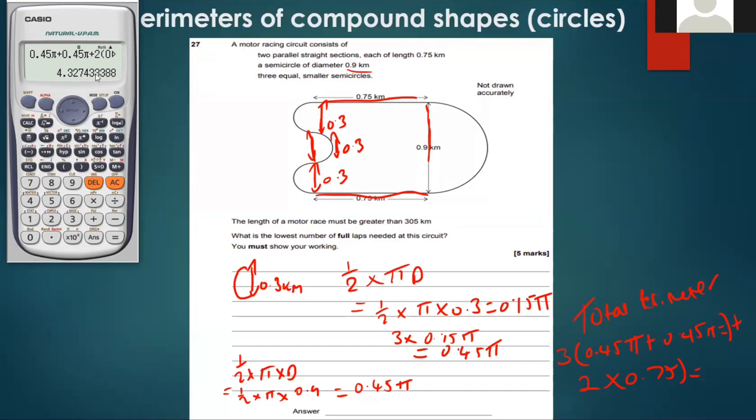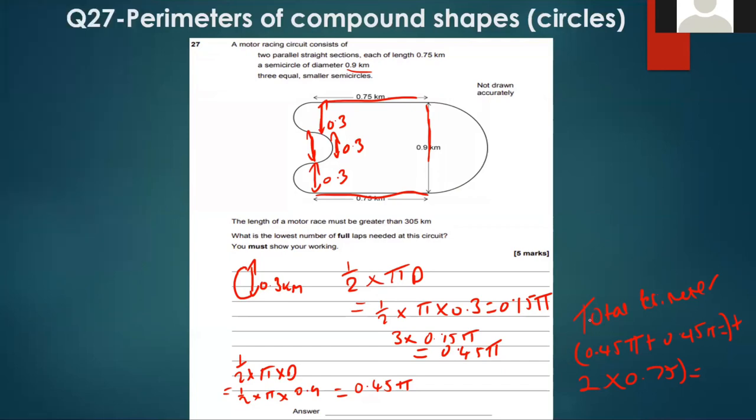Look, I didn't need that 3 there. I've got 2 lots of 0.45 pi. This is 0.45 pi, and all of these added together is 0.45 pi. The 3 there was to try and show you that I've got 3 lots of the semicircles. So what I've then got is my answer came to 4.3274, and that's in km.